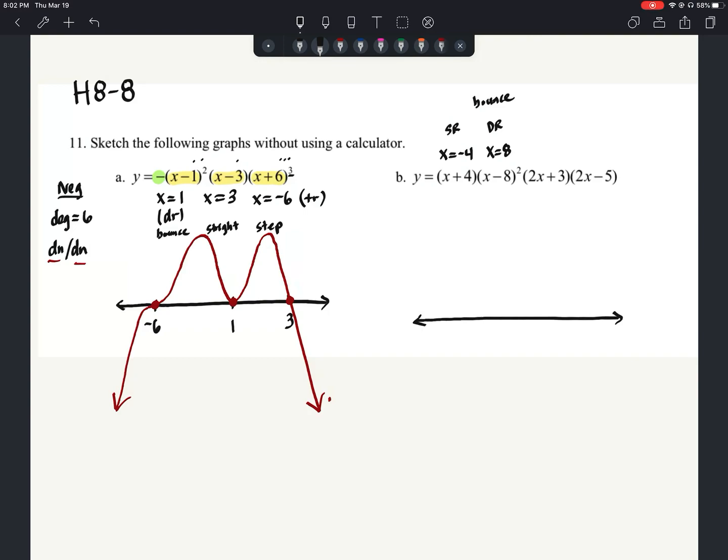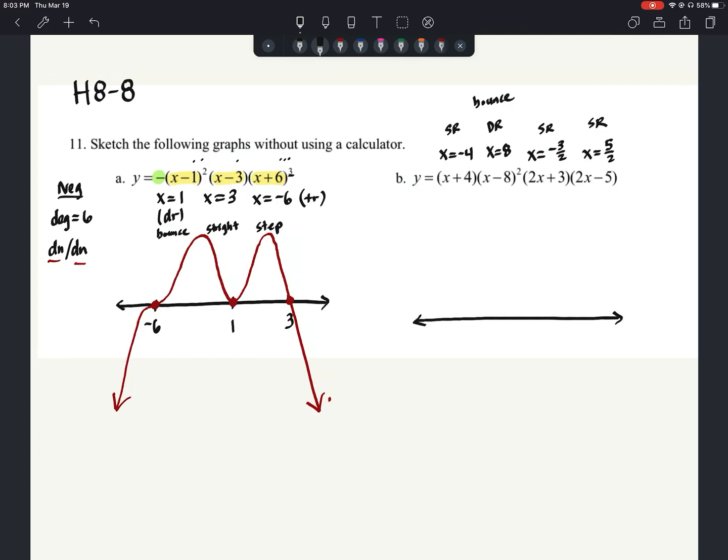Then we have 2x plus 3. Remember, to get our root value there, we have to set that equal to 0 and solve it. So x should equal, subtract 3 and divide by 2, negative 1.5, or negative 3 over 2. You could write it either way. Either way, it's a single root. And then the same thing with 2x minus 5: we set it equal to 0 and solve it. You should get x is equal to 5 halves, which is 2.5, and that's a single root.